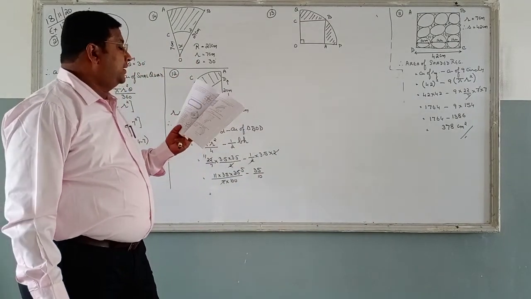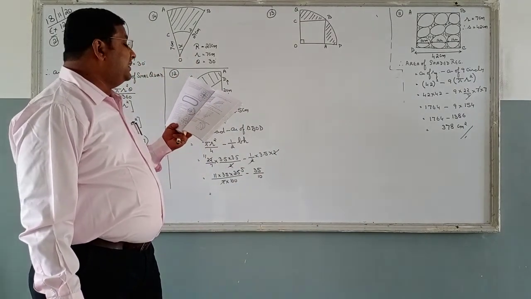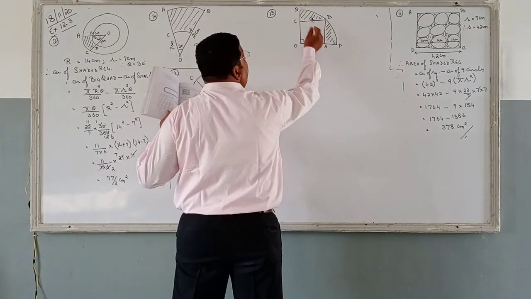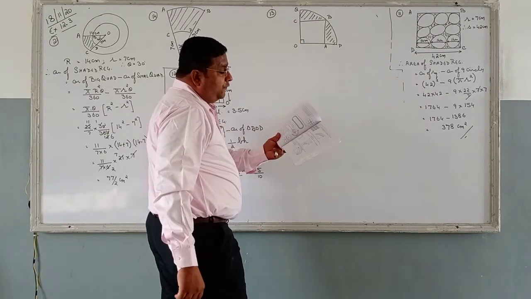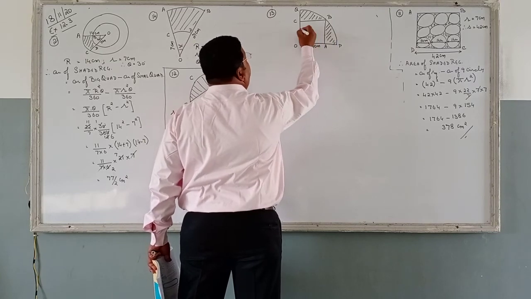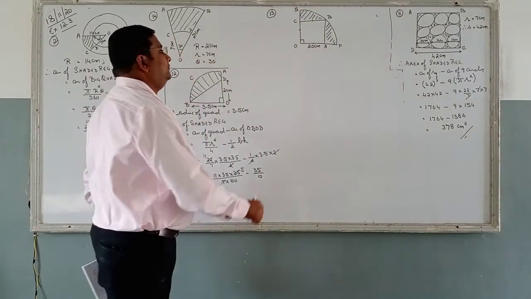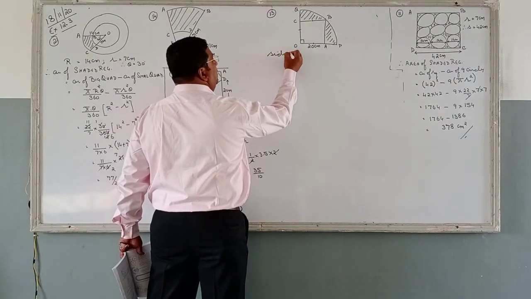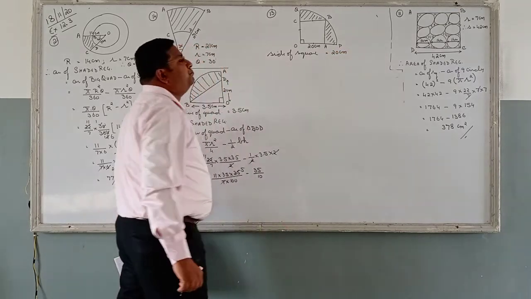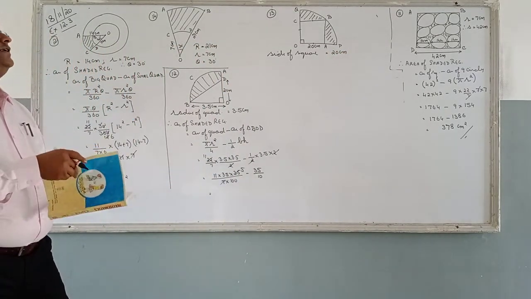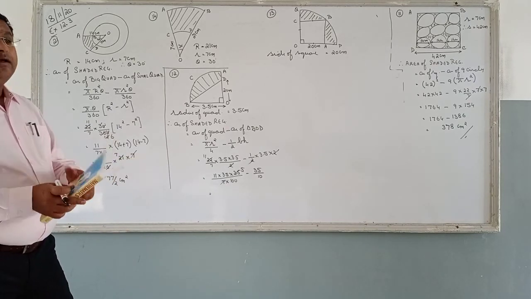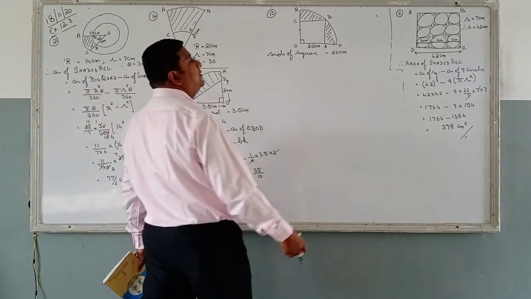He says, a square OABC is inscribed in a quadrant OPBQ. Inscribed in a quadrant, this square is inscribed in a quadrant. And if OA is 20 centimeter, this is 20 centimeter, that is the side of this square. Side of square is equal to 20 centimeter. He says find the area of shaded region and use pi as 3.14.